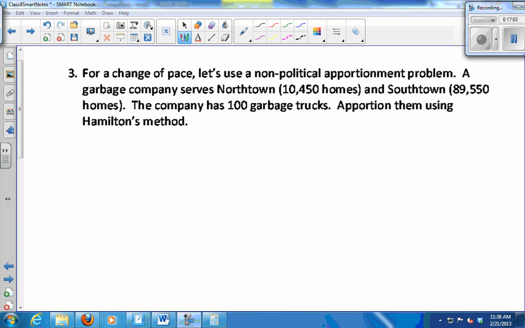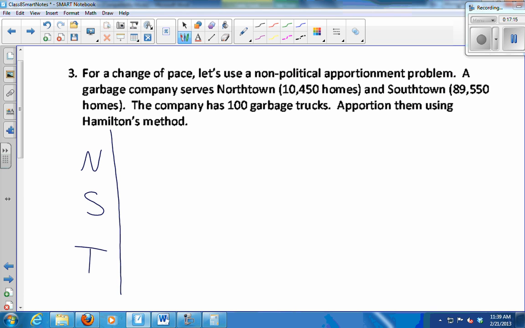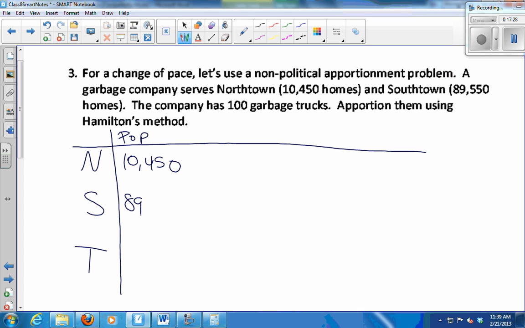Okay, so let's go over it together. People are either finishing up or on their way, know what they're doing. Okay. So we have Northtown, Southtown, and total. So I'll put the population for each town. So Northtown is 10,450. Southtown is 89,550. Total is 100,000 people.